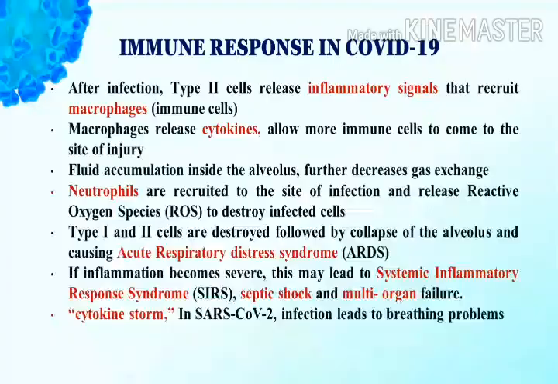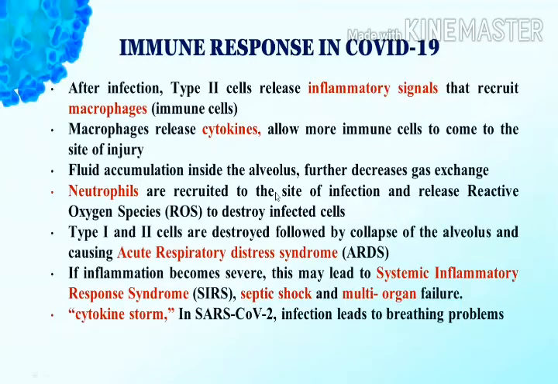Now, how does our immune system fight SARS-CoV-2? After infection, type 2 cells, as I told you, are present in the alveoli. These type 2 cells release inflammatory signals because they are the cells which express ACE2 receptors. They take up the virus infection. Of course, it is a natural process of our immune system that whenever any infection is there, they will raise inflammatory signals.